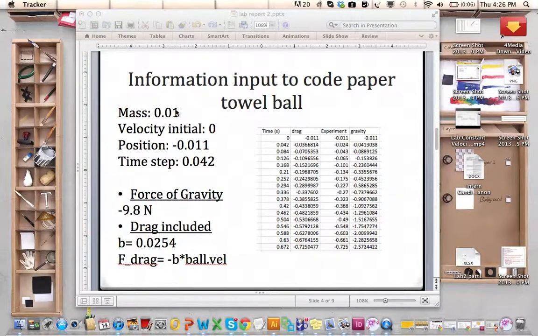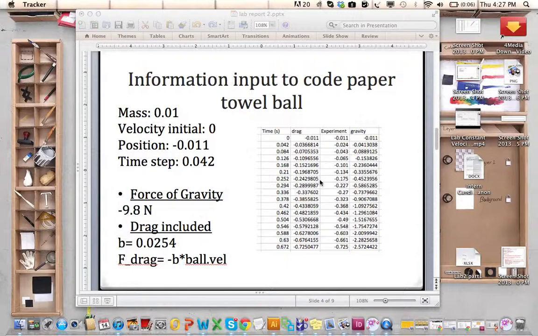Again, we inputted the mass and the initial velocity, and the initial position and the time step, the force of gravity. The drag was a lot higher than in the heavier ball, in this case 0.0254, and the force of drag again the same, negative b, which is our constant times the velocity of the ball.